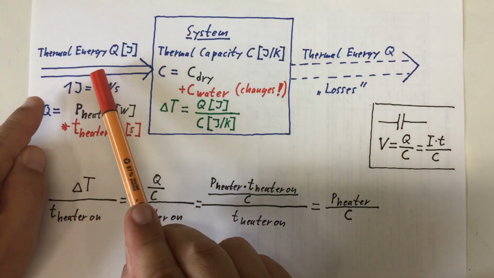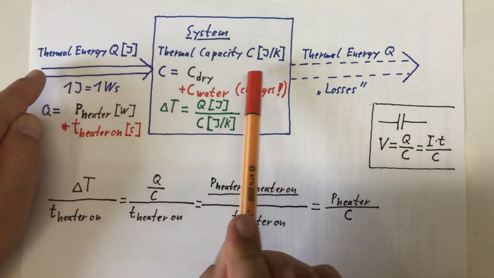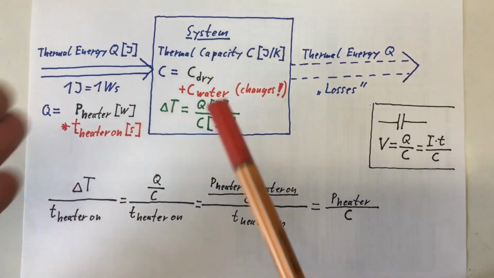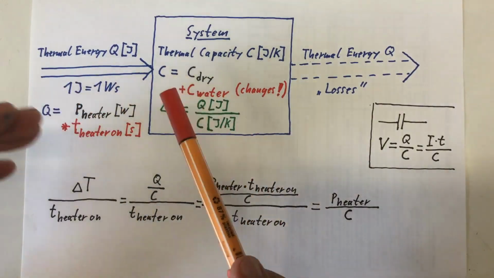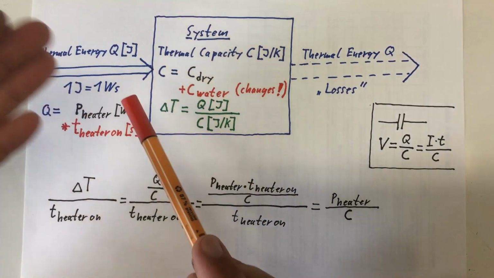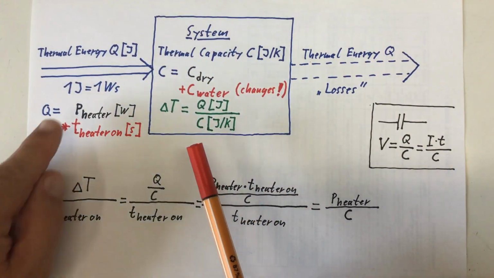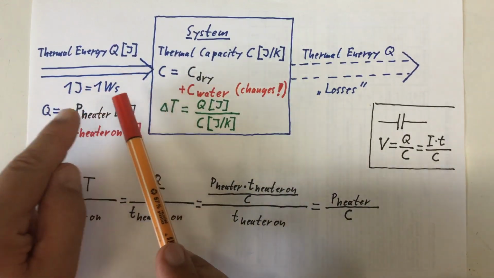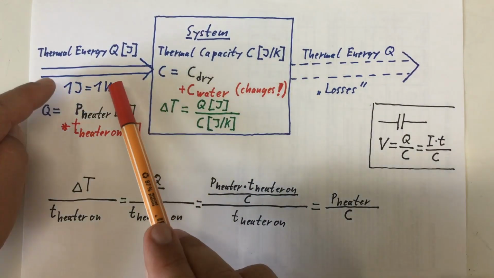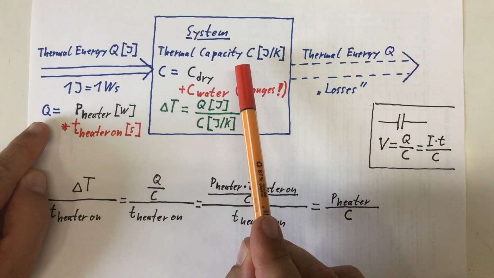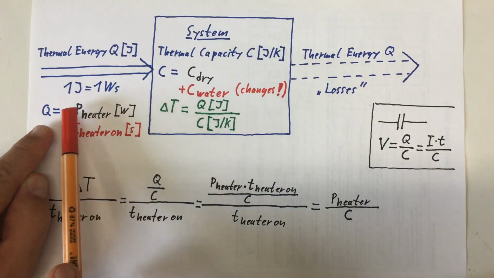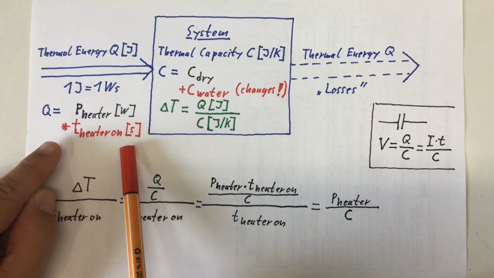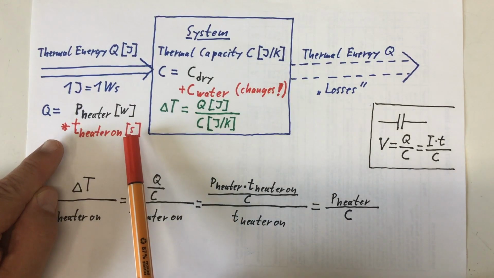Now, the thermal energy Q we put into our system, given in joules, comes, of course, from the heating elements in our heater. And fortunately for us who mostly dabble in electronics, 1 joule is 1 watt second. Not kilowatt hours, but watt seconds. So the Q we put into our system is the power of our heater in watts times the time our heater was on in seconds.